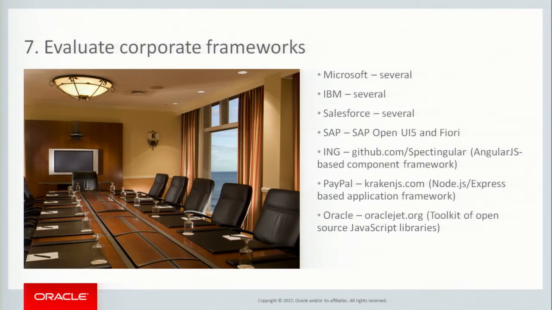ING is better known as a financial company, but they did have a UI component framework built on top of Angular called Spectacular. I hope I pronounced that correctly. They pushed it out to open source about 3.5 years ago, but unfortunately, it doesn't seem that there's been any activity for the past year and a half, which doesn't sound too good. PayPal has a library called Kraken.js, which is a backend framework based on Node.js and the Express application framework. And of course, Oracle has Jet, which I'm going to talk a little bit more about right now and why you should take a look at it.